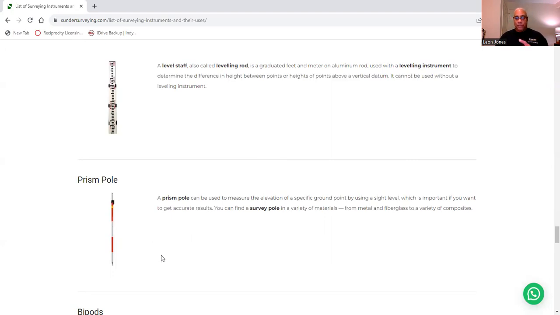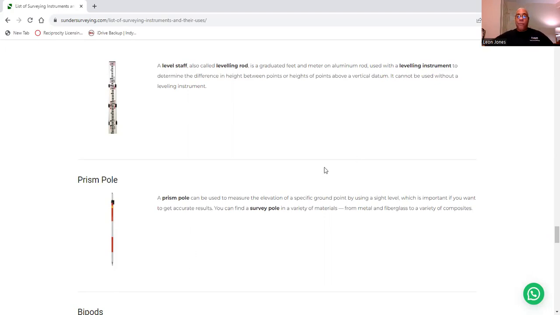Something you need to know: a prism pole can be used to measure the elevation of a specific ground point by using a sight level as well, which is important if you want to get accurate results. You can find a survey pole in a variety of materials, from metal and fiberglass to a variety of composites.